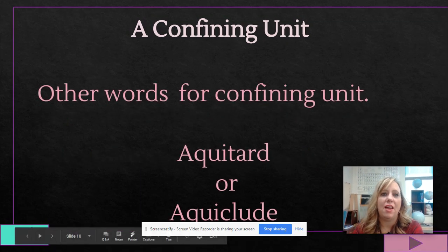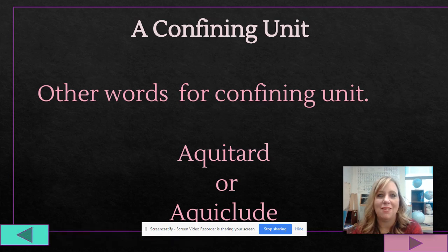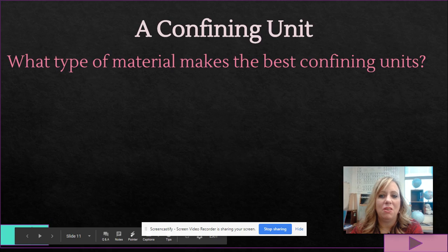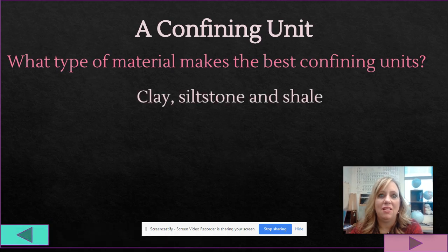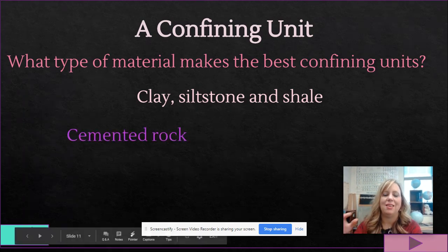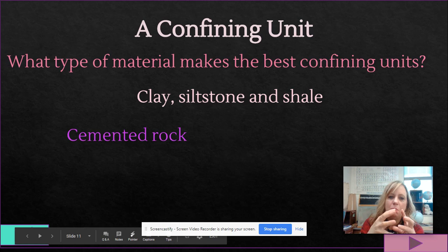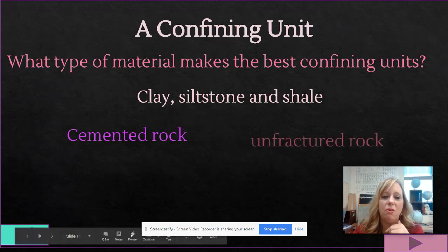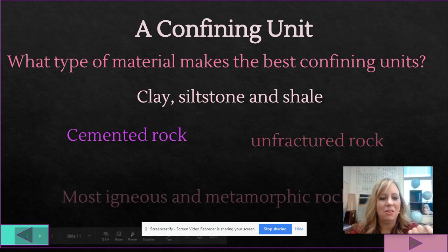A couple other words that you're going to hear are aquitard or aquiclude. They both mean confining unit. They don't let water pass through. What makes the best material for confining units? Clay, siltstone, and shale do not allow the water to pass through easily. Cemented rock, again, think of it as cemented. It's tightly put together, and it's not going to have the cracks or crevices for water to flow through. Unfractured rocks. Fractured means it has cracks or crevices. Unfractured means it doesn't allow water to go through.